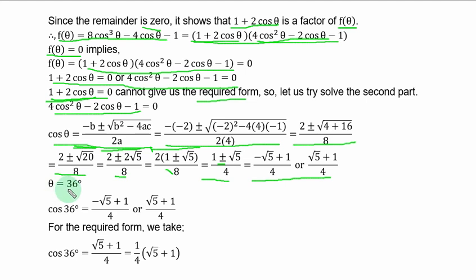So when theta is equal to 36 degrees, this cos theta becomes cos 36 degrees, equal to this or this. For the required form, we take cos 36 degrees equal to root 5 plus 1 over 4. If you factor out 1 over 4 in this form, you have it multiplying root 5 plus 1.